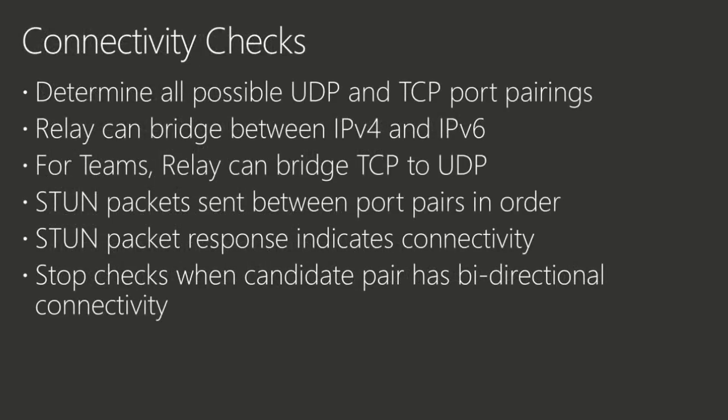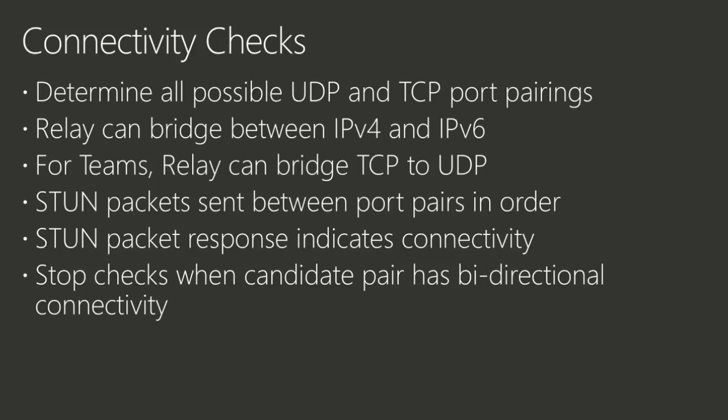Now, next step is connectivity checks. Now both endpoints know where the other one believes they can be reached. Now they will try all kinds of connections. So they will determine all possible UDP and TCP pairings. The relay can actually bridge between IPv4 and IPv6. So if one can just talk IPv6 and the other just IPv4, the relay can make that happen. For Teams, the relay can also bridge UDP and TCP.